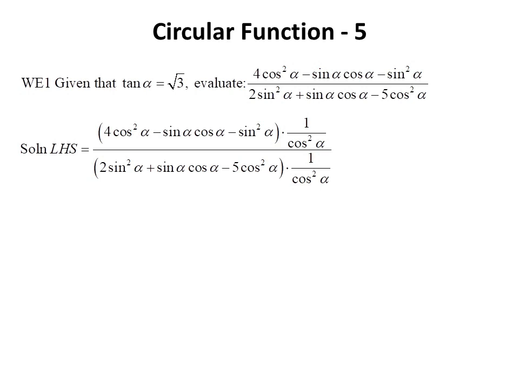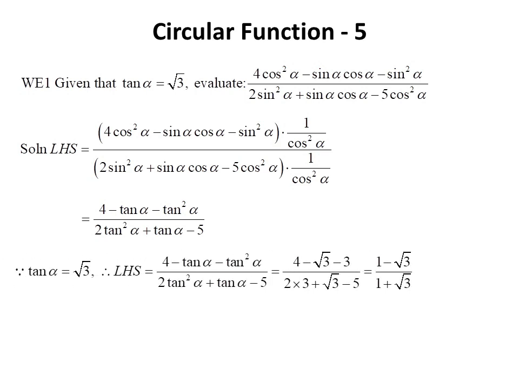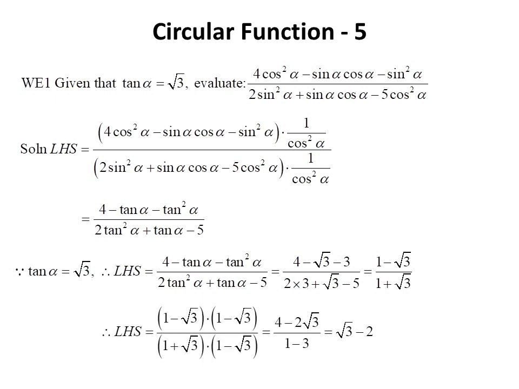So the original expression becomes the ratio of 4 minus tangent alpha minus tangent squared alpha, to the result of 2 tangent squared alpha plus tangent alpha minus 5. Then we substitute tangent alpha by square root 3 and then obtain the value of the expression, which equals square root 3 minus 2 after being simplified.